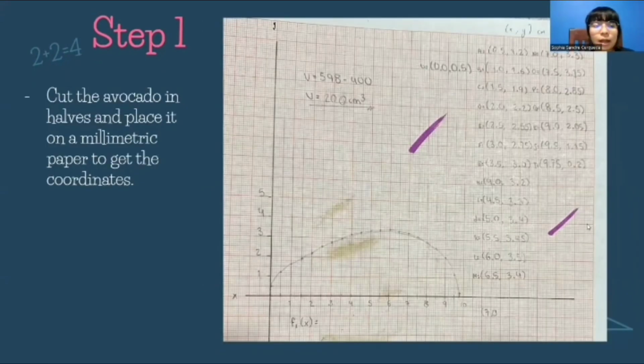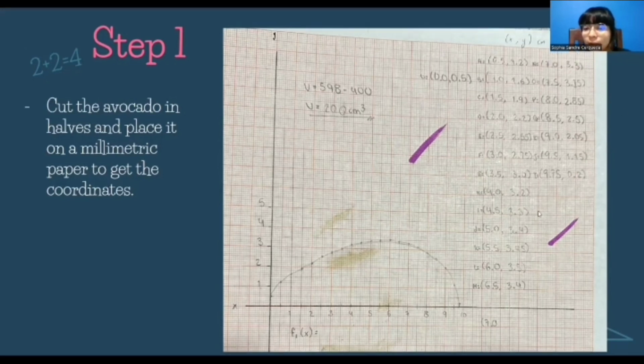That is here. Then the second part of step one is to cut the avocado in halves and place it on millimetric paper to get the coordinates. As you can see, here are the coordinates. So it is very important.